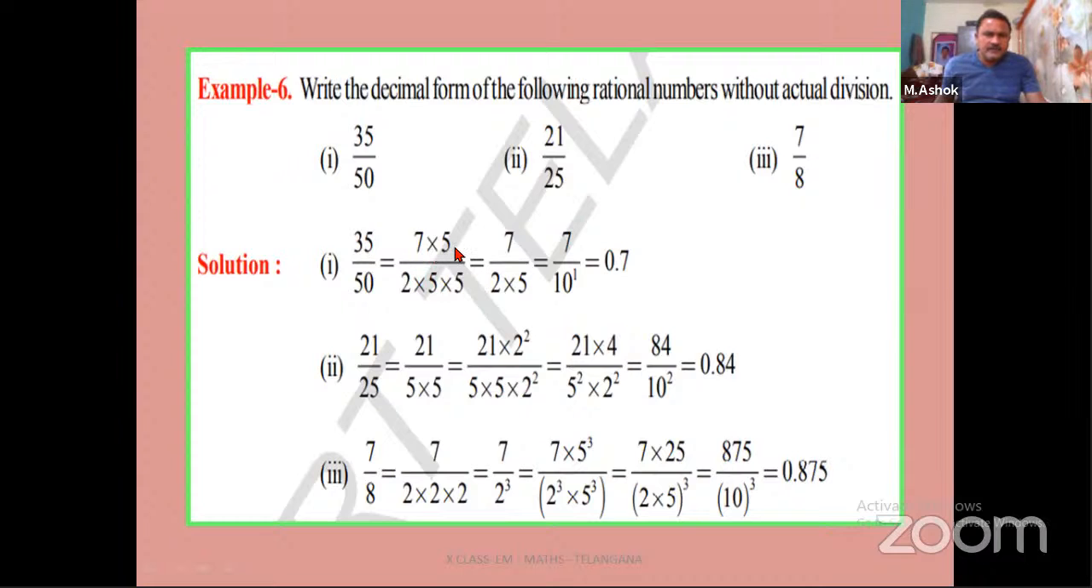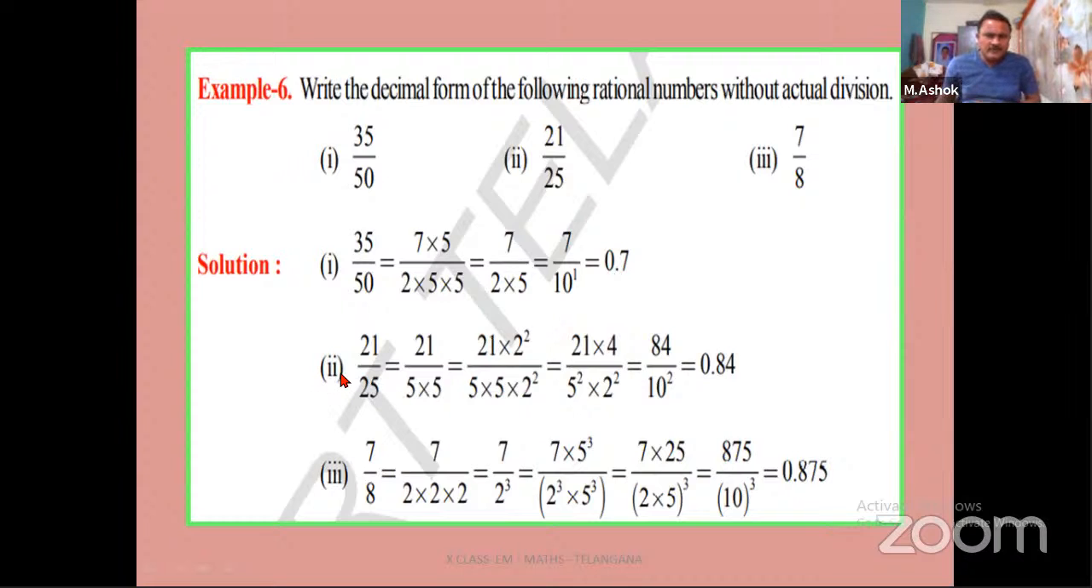So it can be written as 7 into 5. 50 can be written as 2 into 5 into 5. One 5 will get cancelled. We have 7 by 2 into 5, so 7 by 10. 10, or 10 to the power of 1, means you have to put the decimal point 1 digit left. That becomes 0.7. Here we didn't do the actual division. Basing on the denominator, the powers of 10, we are putting the decimal point.